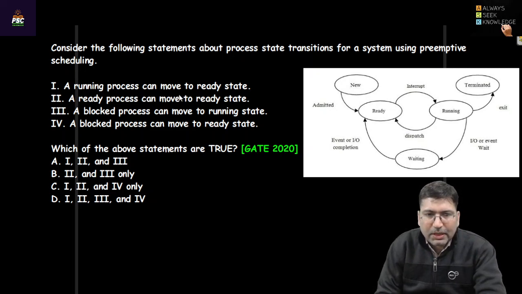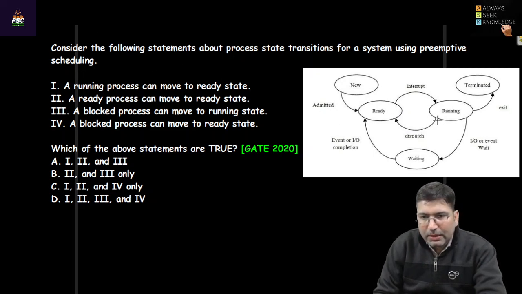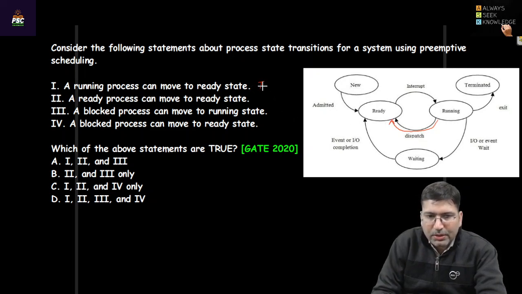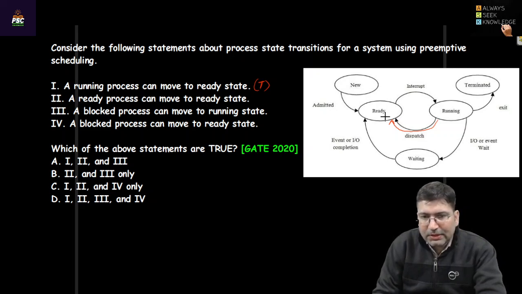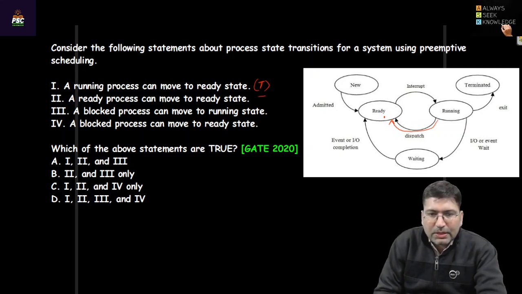A running process can move to ready state. Running process can move to ready state like this. The transition is defined. So running to ready, a transition is possible. So this statement is okay. I would say true. Then a ready process can move to ready state. If a process is in ready state and it is not going anywhere, then also it is in ready state. So logically you can say it is also possible.